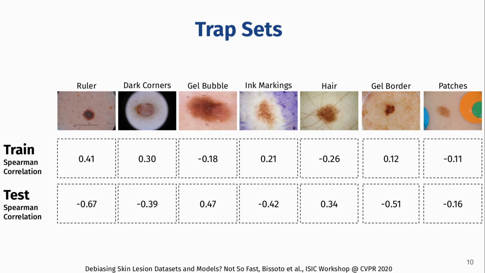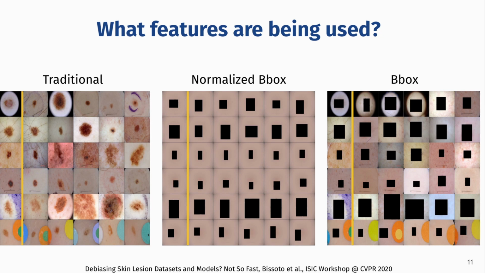So this is an example of a train and test we did, and we can see very clearly that for train and test the correlations are opposite, but not only that, they were also amplified in comparison with the traditional set. We want to have a better idea of the features used by our models when diagnosing skin lesions.